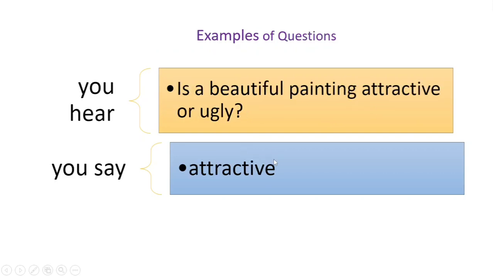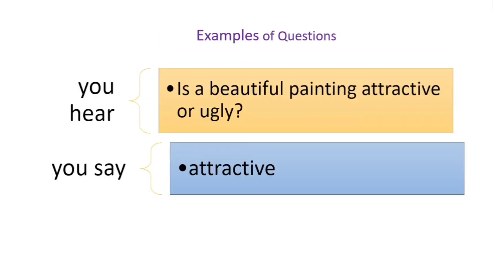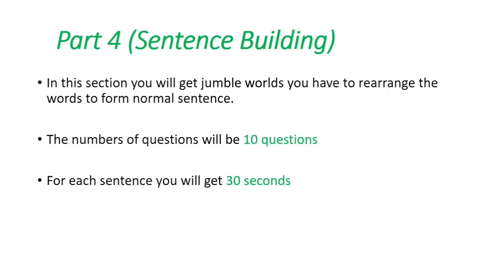The next example of this round is, you hear the audio, is a beautiful painting attractive or ugly, and you have to say attractive. In this way you have to give the answer in one or two words for this third section of the communication round.